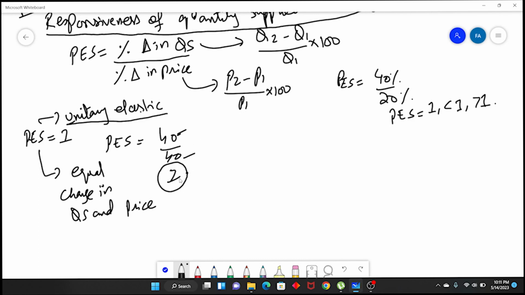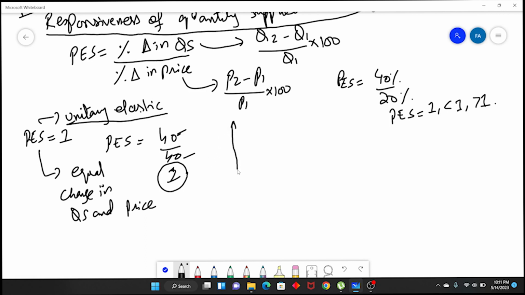Sir, is it necessary that we will always have the same numerator and denominator in PES unitary elastic? Yes, we'll get the same numerator and the same denominator in that situation. So the answer will become 1. Okay, so PES is equal to 1. Is it necessary that the numerator will be 40 and the denominator will be 40? No, it's not necessary. There could be any number in that situation, but the numerator and the denominator, both numbers will be the same.